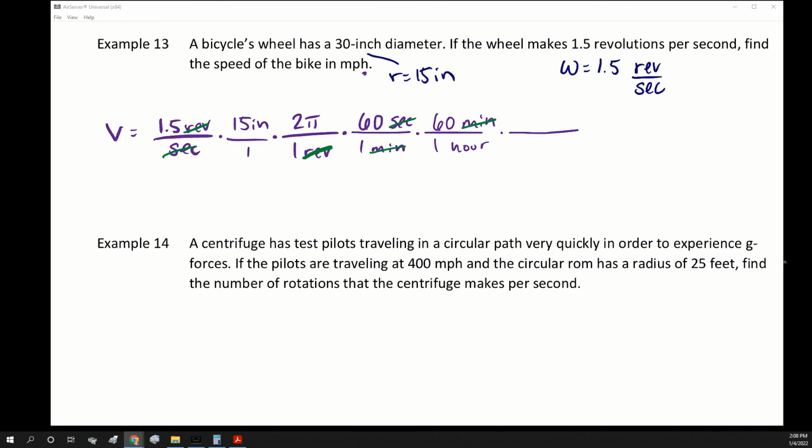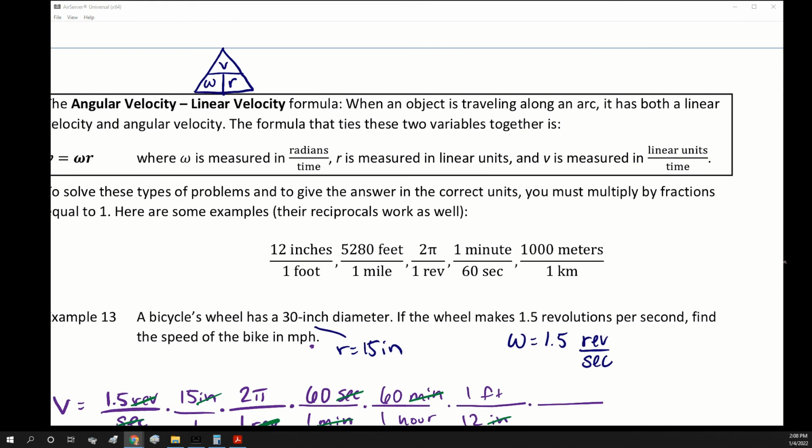So I know that there are 12 inches in 1 foot. All right, and then that will cancel inches. So now I have feet per hour. Now, if you don't know it, I want you to know it. You got one up here. There are 5,280 feet in 1 mile.